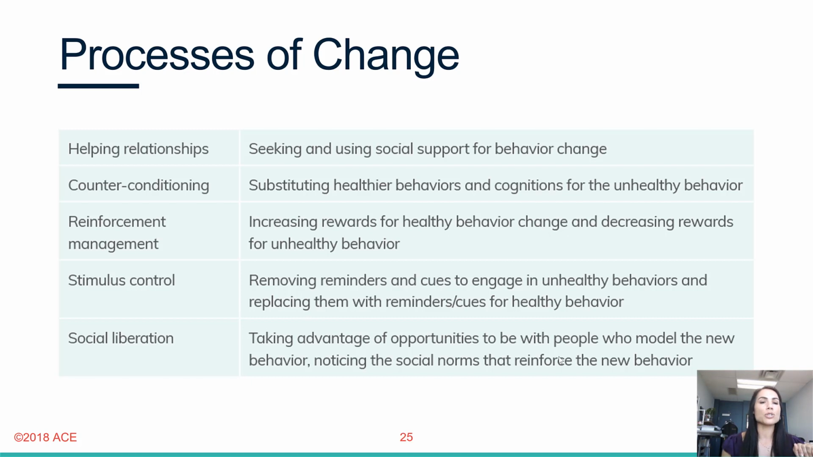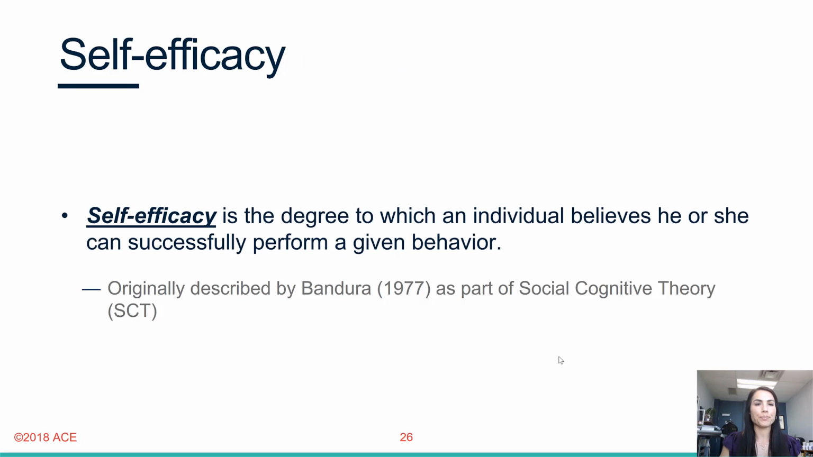And then lastly, social liberation. And this is where you take advantage of opportunities to be with people who model the new behavior, noticing the social norms that reinforce the new behavior. So essentially, it's more than just seeking and using social support for health behavior. It's noticing the specific norms that exist within this new group of people. So it's really liberating yourself to a new kind of social network.